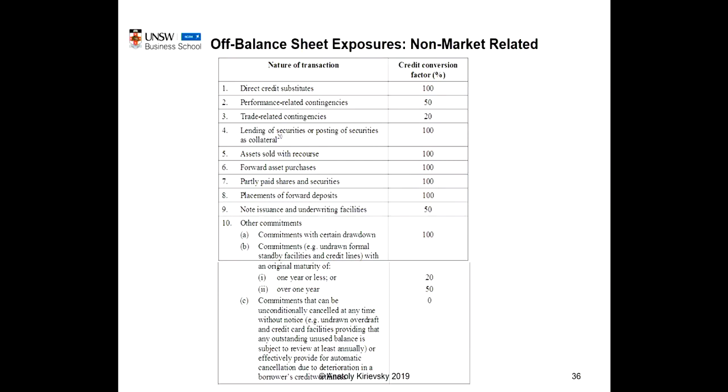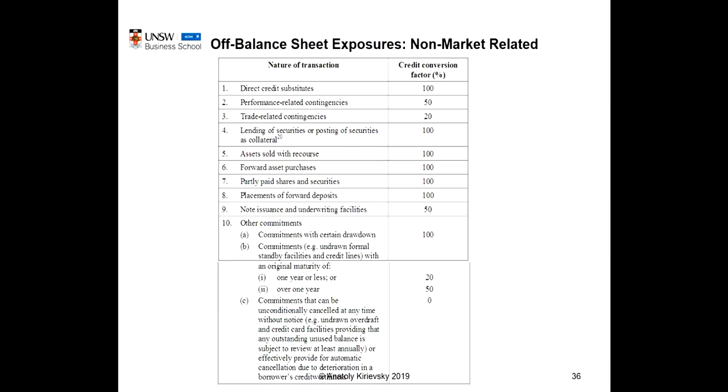That's a guarantee. Performance-related contingencies. Contingency means it might happen. This is where, let's say, one company promises to do something: we will complete this project by the 31st of December, and if we don't complete this project, then we pay a penalty of $1 million. And here's a guarantee from my bank that if we don't complete this project, we'll pay the penalty.